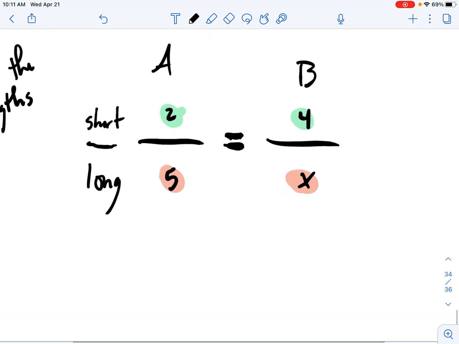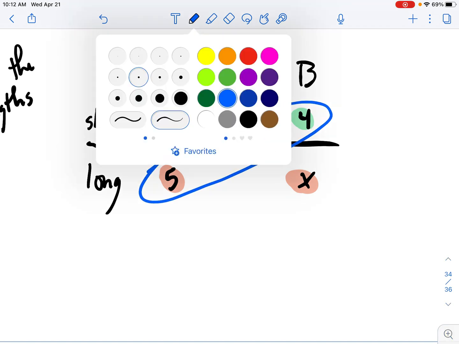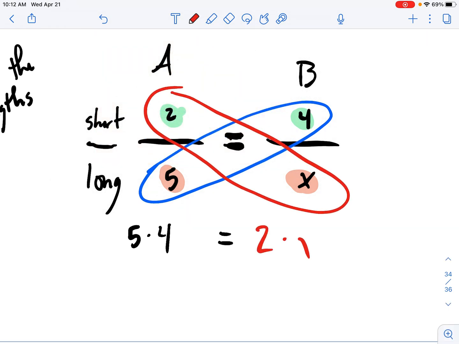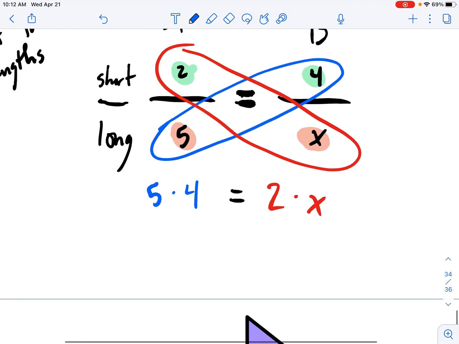Now, the way Edgenuity teaches you this is they want you to use cross products. Let me use a different color to really make these clear. They want you to take 4 and 5 and do 5 times 4 equals, and then they want you to do 2 times X. So they want you to circle the cross products. If you go to Kumon, this is how Kumon teaches you to do it also. So 4 times 5 is 20 equals 2 times X, which is 2X.